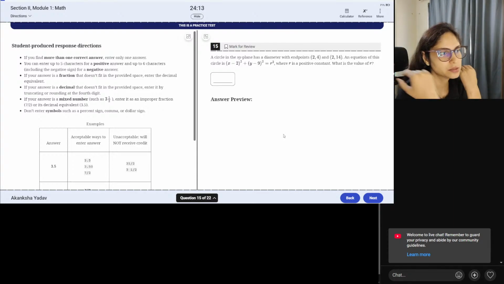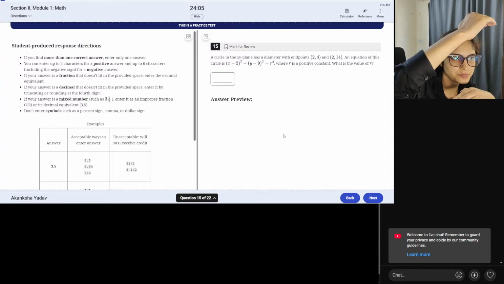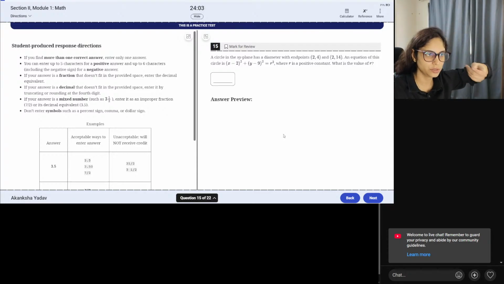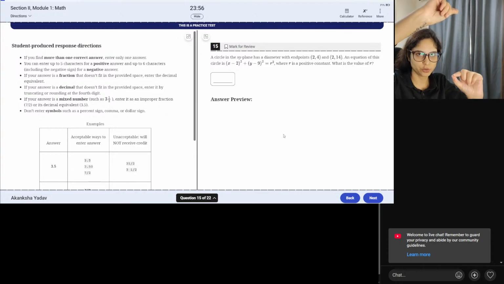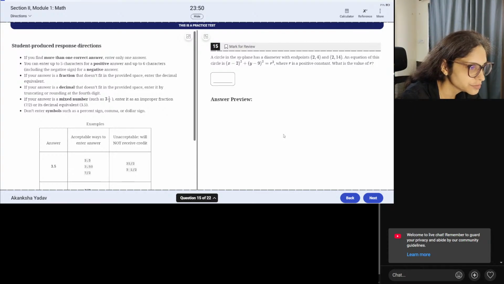So if you look at the diameter 2, 4, 2, 14, if you find the distance is going to be 10. Okay, and the distance is like this. Because you have 2, 4 here and 2, 14 over here. So this distance is 10, 10 is the diameter, so the radius has to be 5.